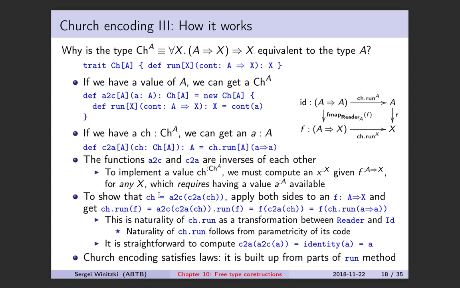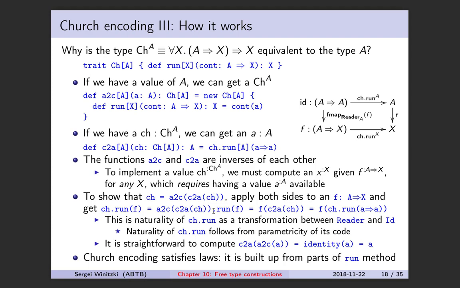So that's intuition. Now I would like to be more formal and show that for any church-encoded value, ch, if I first convert it to A using this converter, and then I convert it back to ch, then I have the same ch as I started with.